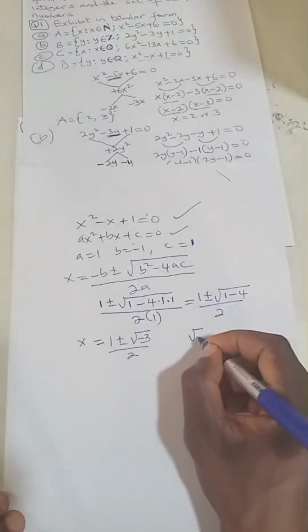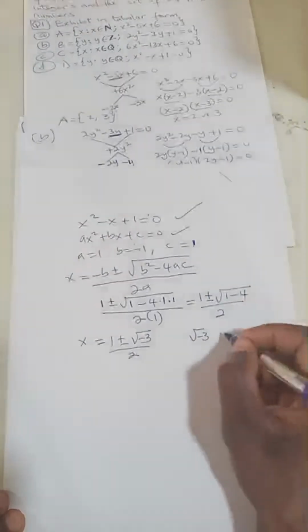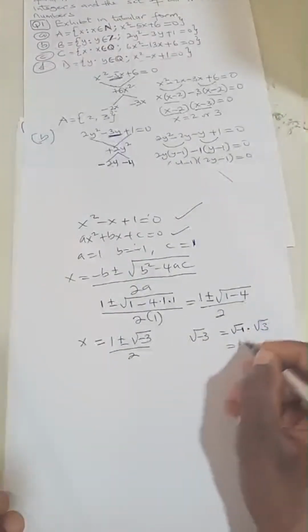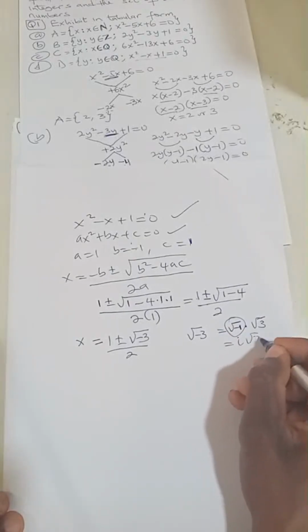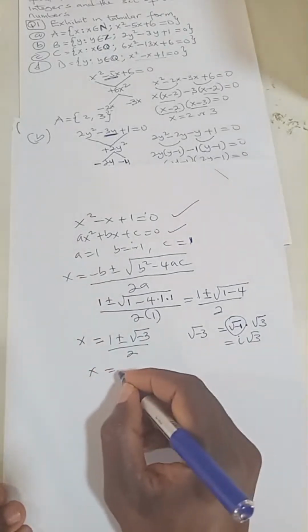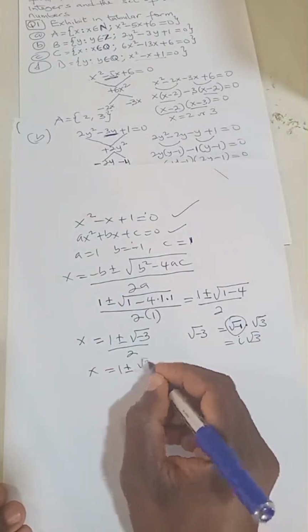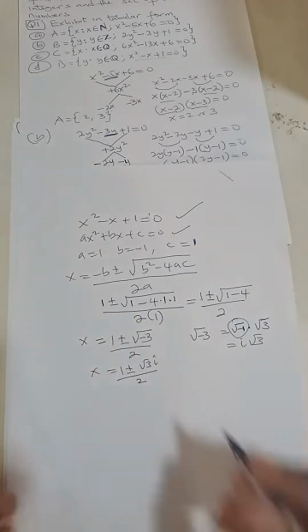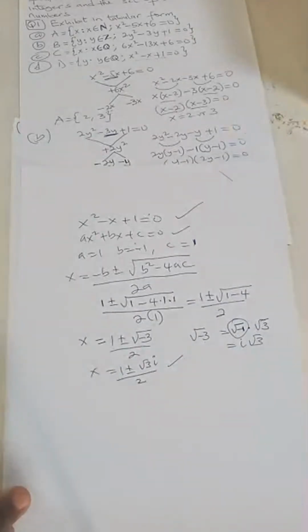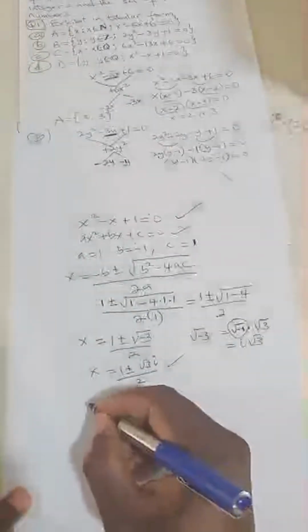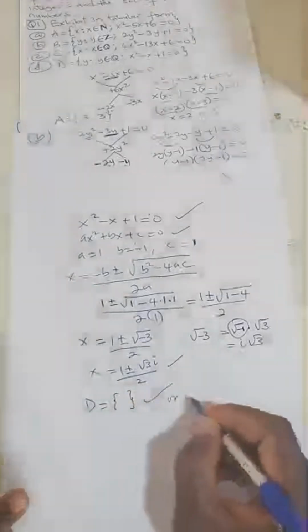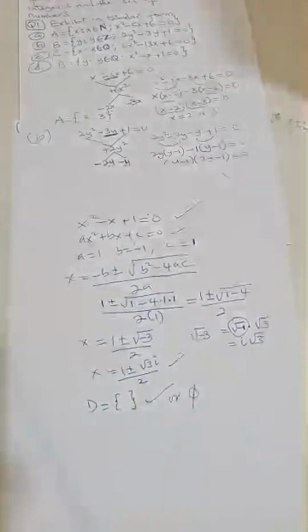And this one, root minus 3, will give us what? Root minus 1 times root 3, which is what? This one will give us i, which is a complex number. So we now have for that 1 plus or minus root 3 times the complex number i, over 2. In that case now, a complex number is not an irrational number. So set D will be equal to what? An empty set. Set D is an empty set.